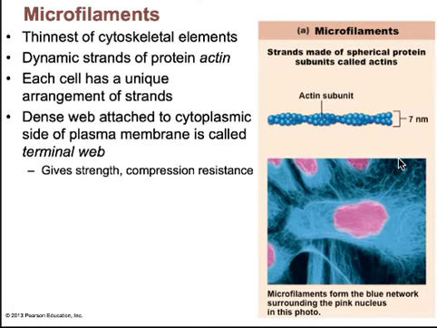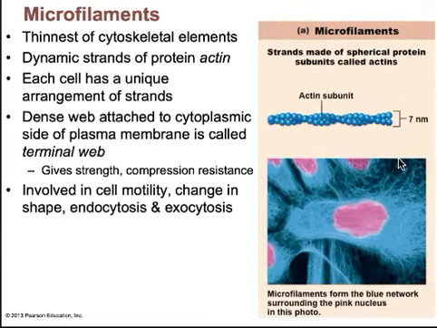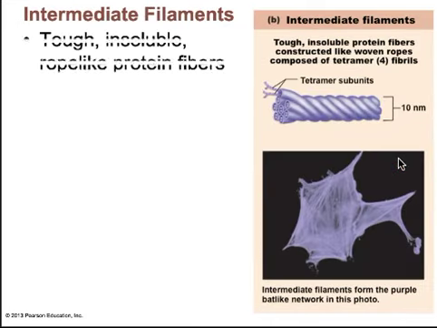Microfilaments are the thinnest of cytoskeletal elements, and they're made up of actin. Each cell has a unique arrangement of these strands. Dense webs of microfilaments are attached to the cytoplasmic side of the membrane in what's called the terminal web, and that gives the cell strength, compression, and resistance. They're important in cell motility, in cell shape change, such as in amoeboid movement, where the cell can crawl across a surface from one location to another, and in the process of endocytosis and exocytosis.